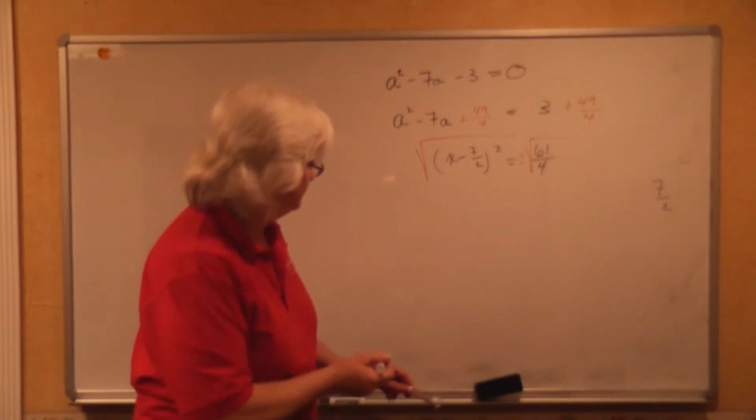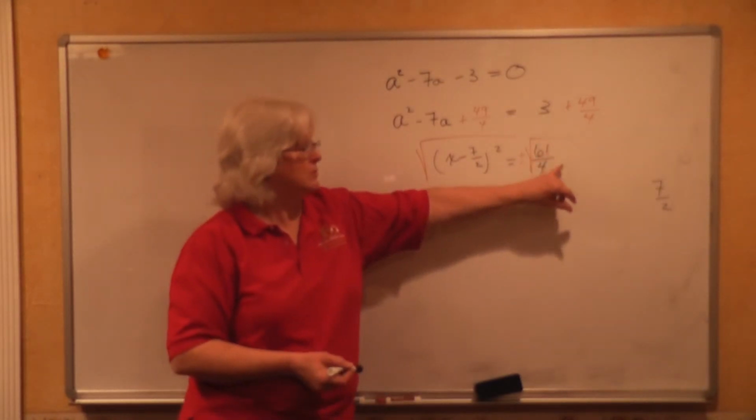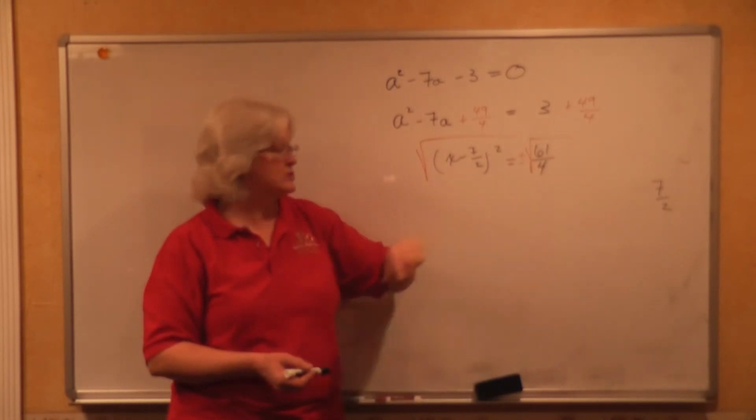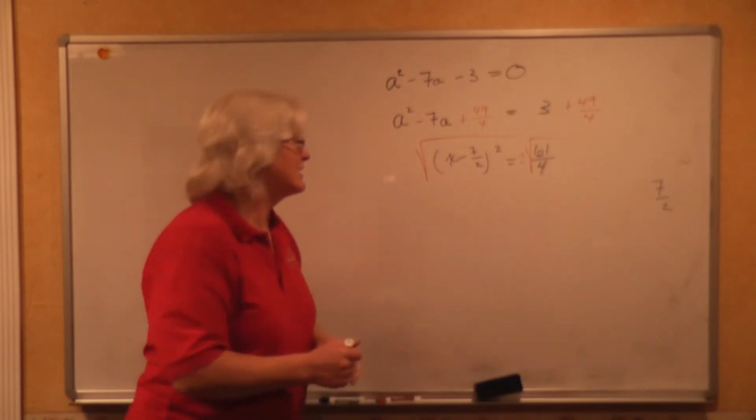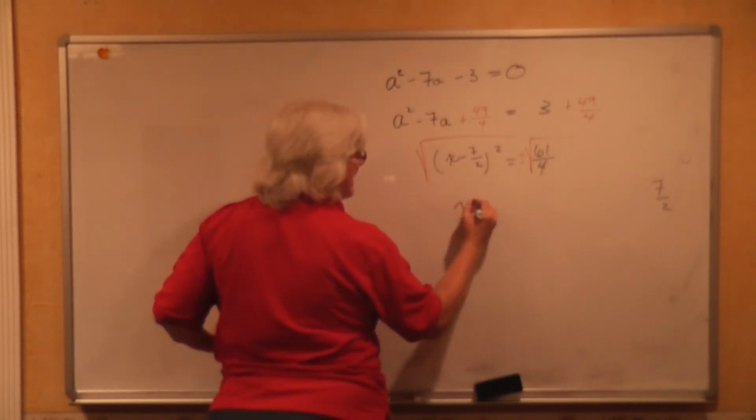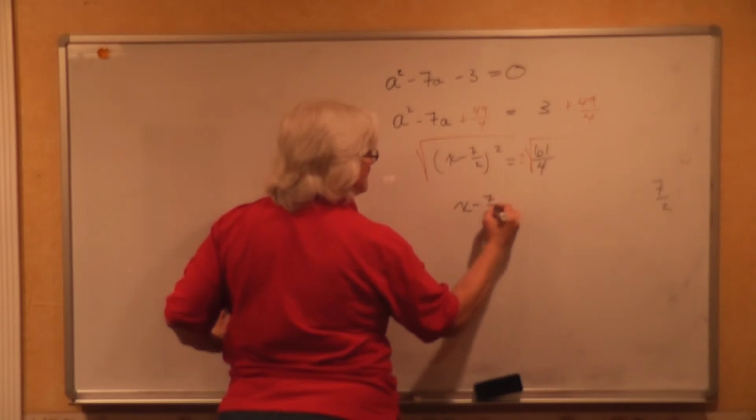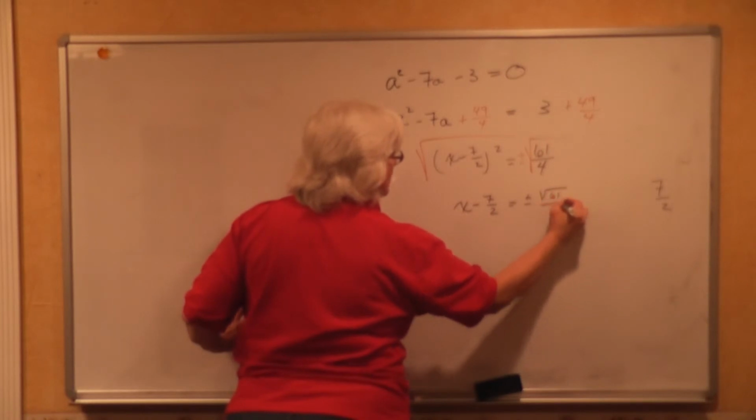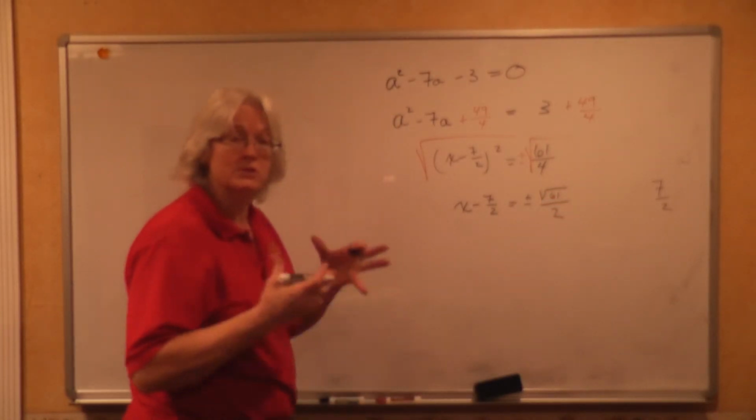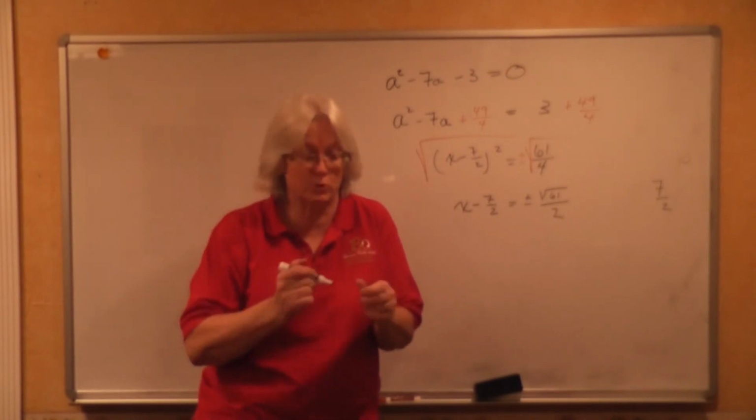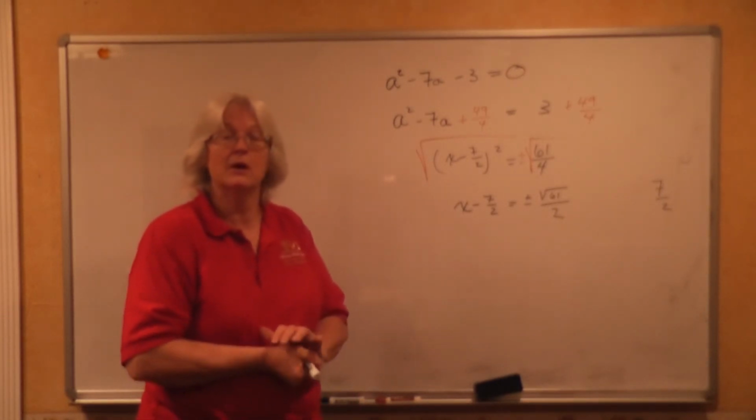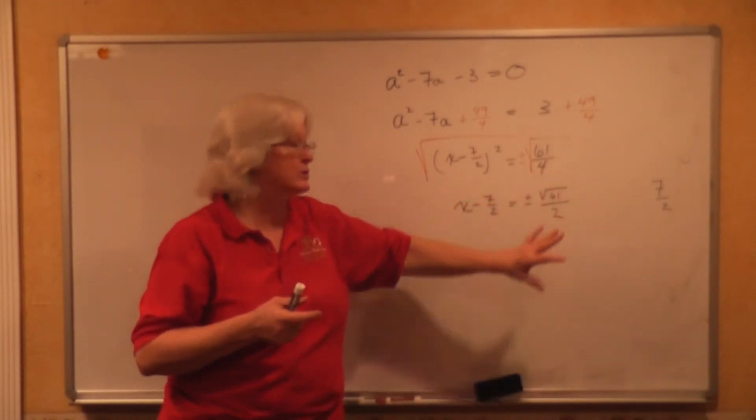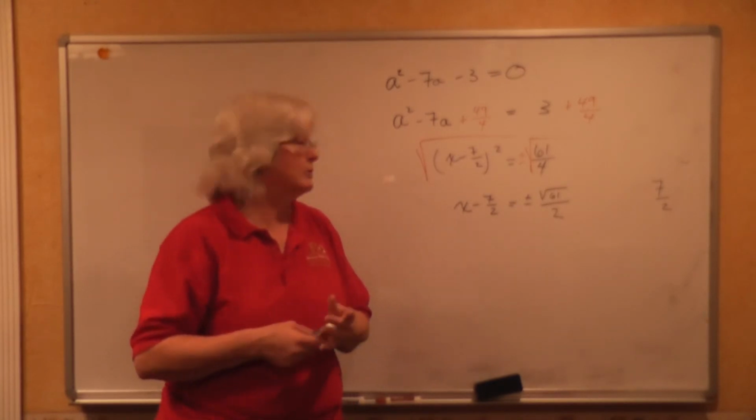So, the square root of 61, I believe 61 is prime. 4, however, is a perfect square. We take the square root of a minus 7/2 squared. We have a minus 7/2 is equal to plus or minus the square root of 61 over 2. So it's looking messy, but that's what algebra is. Sometimes it just looks messy. The more you practice with it, the more familiar you get with working with radical expressions, the more it's going to look normal to you.